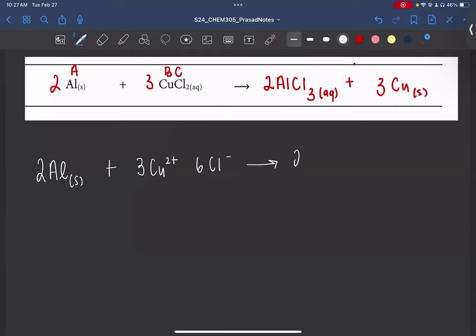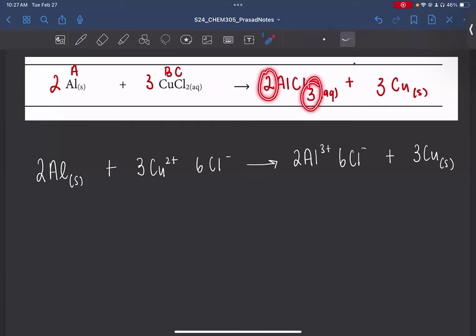On the product side, we now have 2Al3+, 6Cl-, and then the copper stays the same because it is not aqueous. Again, note that I have considered the charges and the balancing. Going through to eliminate spectator ions: first up, aluminum starts off solid, it ends up charged. That is a change in state. You leave it alone. Copper starts off charged aqueous, it ends up solid. That is a change. You leave it alone. The chlorine starts charged aqueous, and it ends up charged aqueous. That is eliminated.